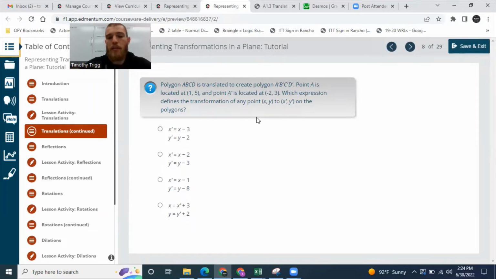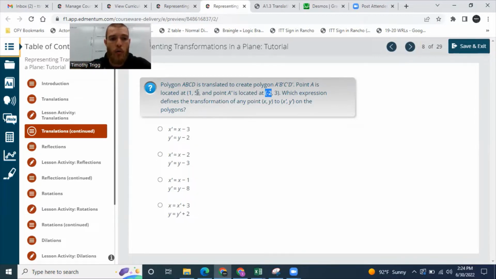Basically what it's saying is our original point was 1, 5. Our new point is -2, 3. So how was it translated? Did it translate left or right? Did it translate up or down? It went from an x coordinate of 1 to an x coordinate of -2. You see that? So that means it moved from 1 to -2, so that's moving 3 to the left. In other words, it subtracted 3 on the x coordinate.